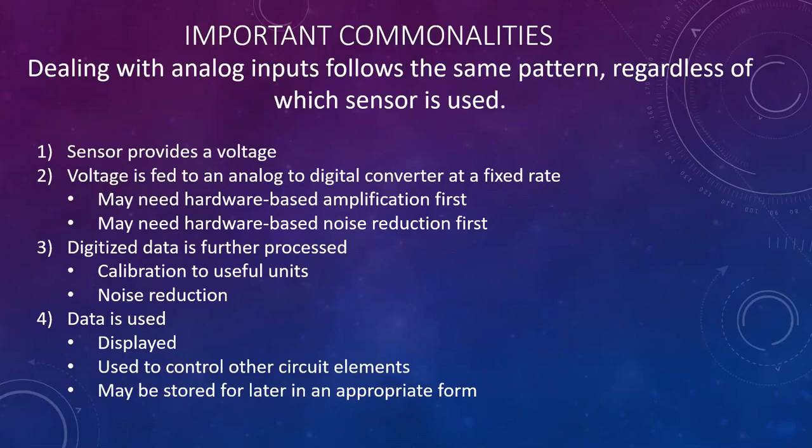Some important commonalities between the different sensors: no matter what your sensor is, this progression from getting the voltage to having the data in your computer is going to be strikingly similar no matter what type of data you're collecting. First, of course, you need the sensor to provide you with a voltage signal, so you need to know what the range of your sensor is. Is it going to give you from 0 to 1 volts or -5 to +5 volts? So that's the first consideration, is what is the sensor outputting. The next is going to be that you need to feed that voltage into an analog to digital converter, and you have to do so at a predictable rate.